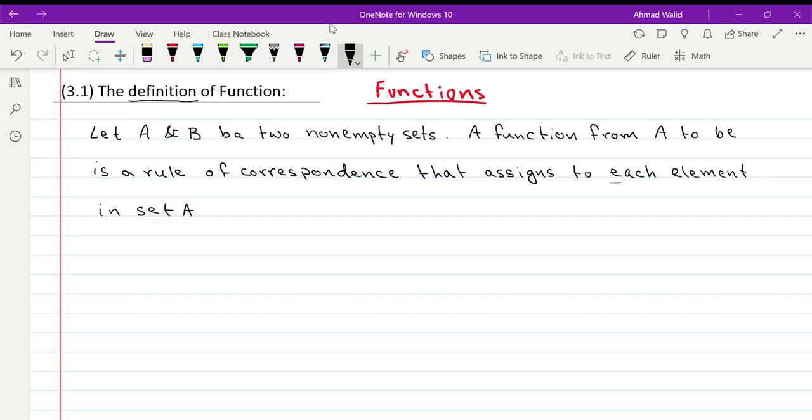let's underline this part, it's important, exactly one element in B. I'll put double line here because that's very, very important.